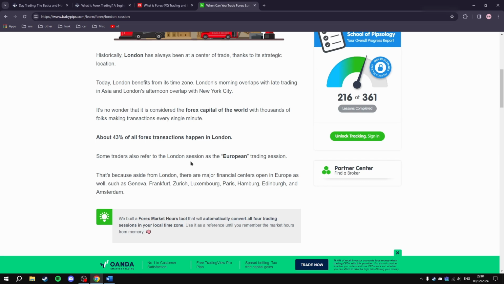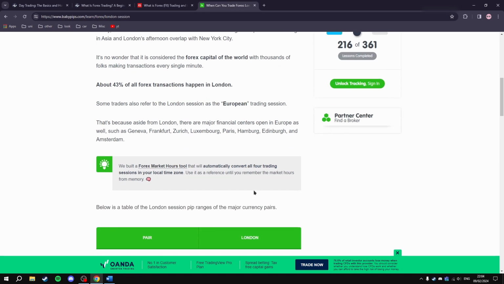That's because aside from London, there are major financial centres open in Europe as well, such as Geneva, Frankfurt, Zurich, Luxembourg, Paris, Hamburg, Edinburgh, and Amsterdam. We built a Forex market hours tool that will automatically convert all 4 trading sessions into your local time zone. Use it as a reference until you remember the market hours from memory.